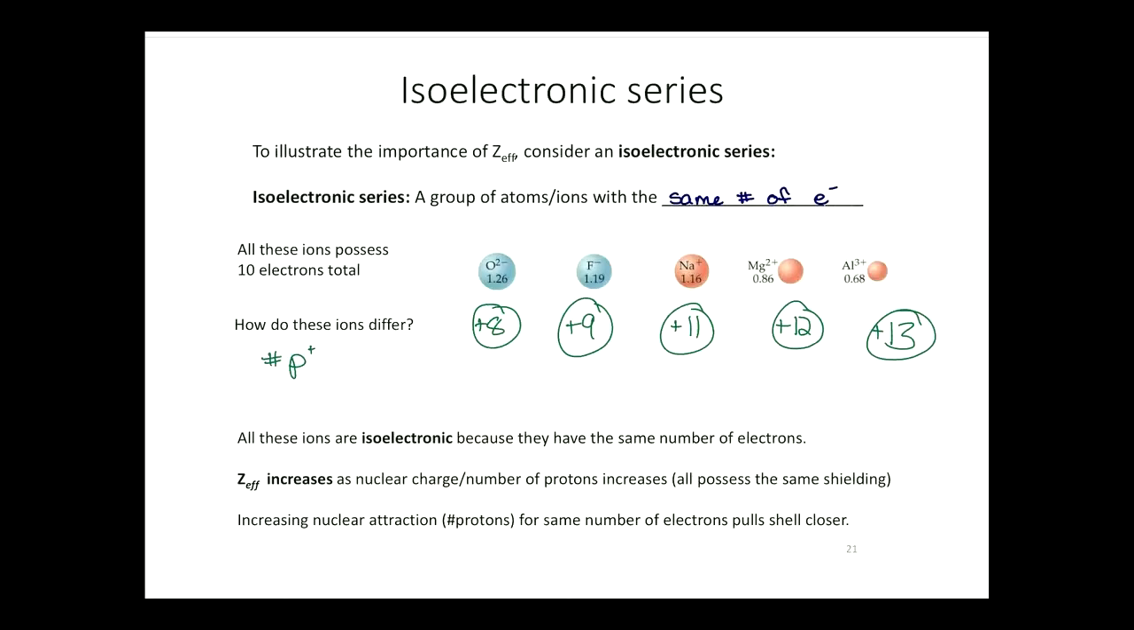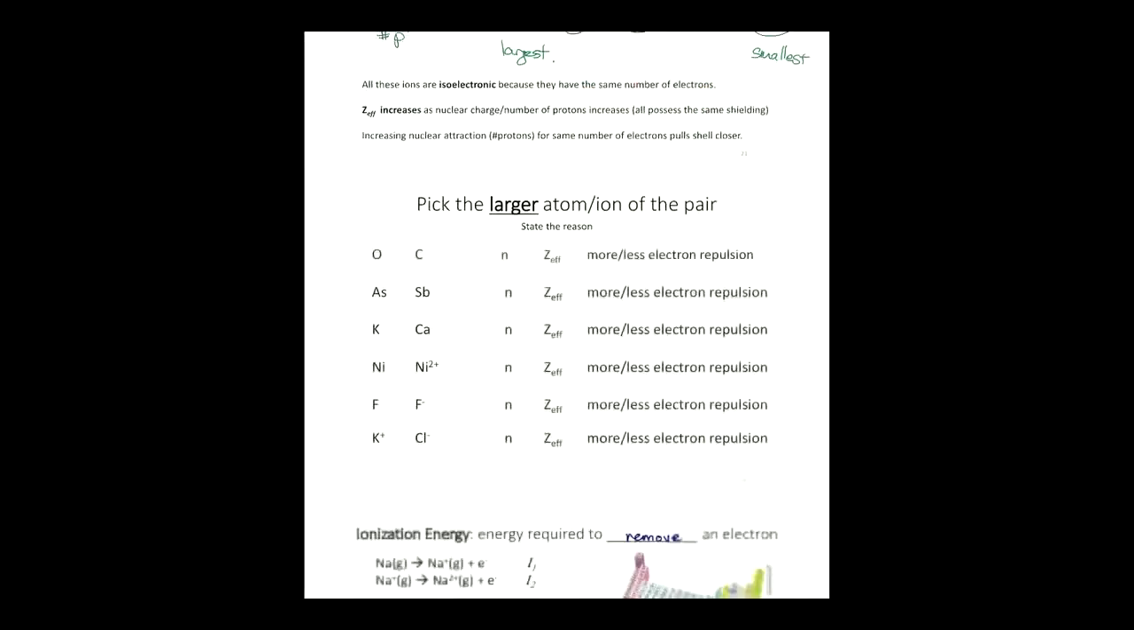Aluminum, because same number of electrons, but a highly charged nucleus is going to bring those 10 electrons in closer, because they're just more attracted. So in this case, aluminum is going to be smallest, and then our oxygen anion is going to be the largest. It's going to be the largest because it has the least positive nuclear charge. So those 10 electrons basically aren't as attracted to a +8 as they are to a +13. Good? All right.